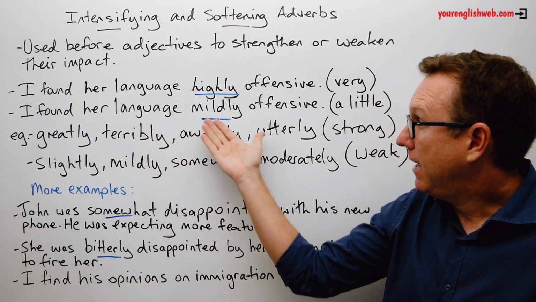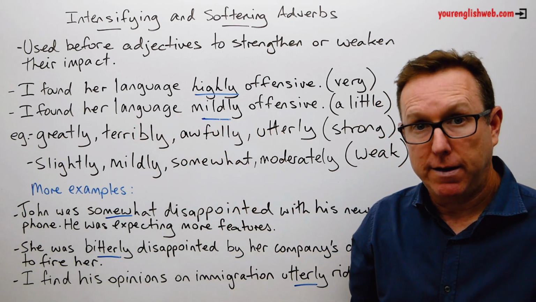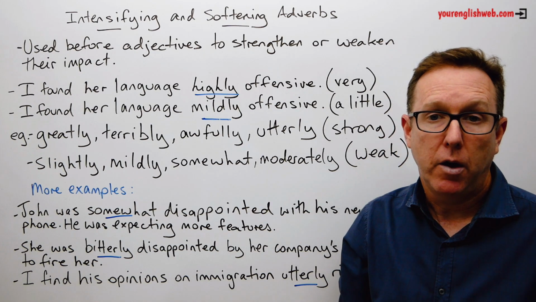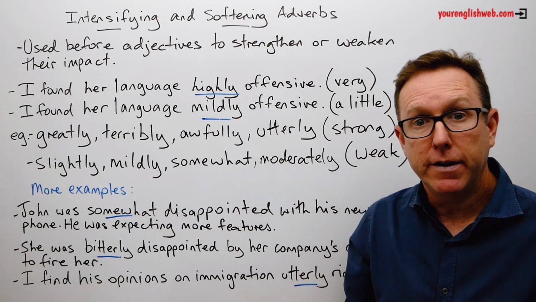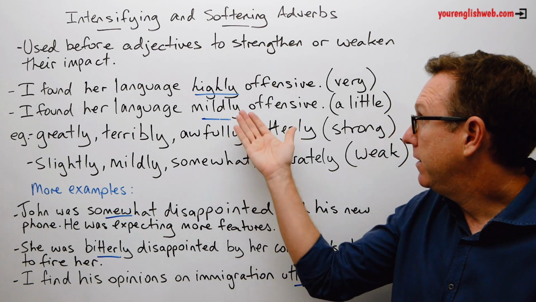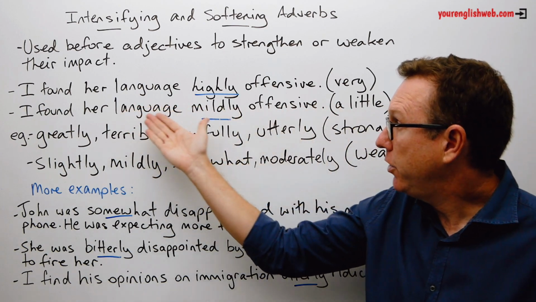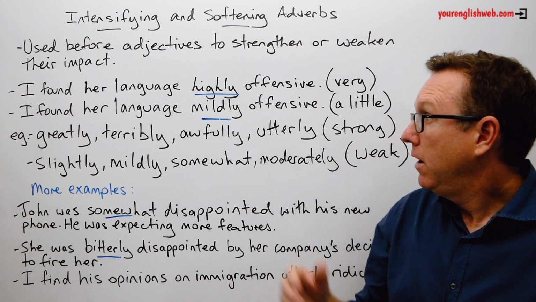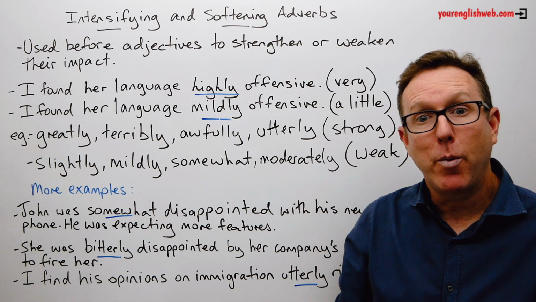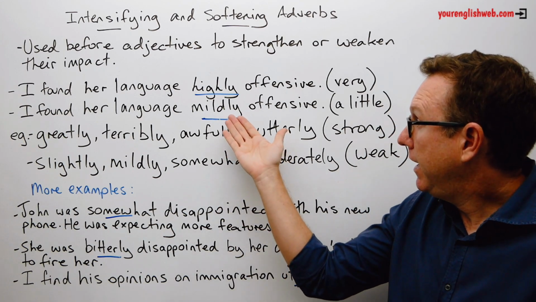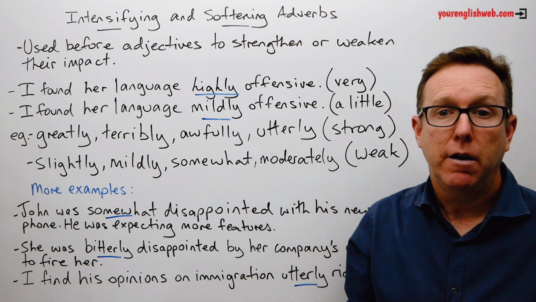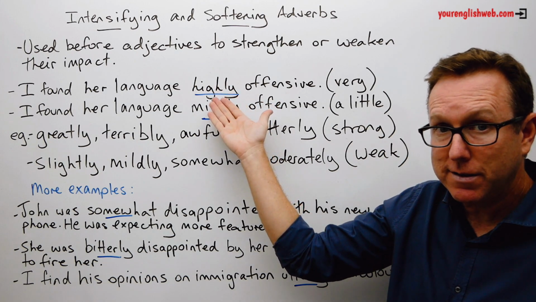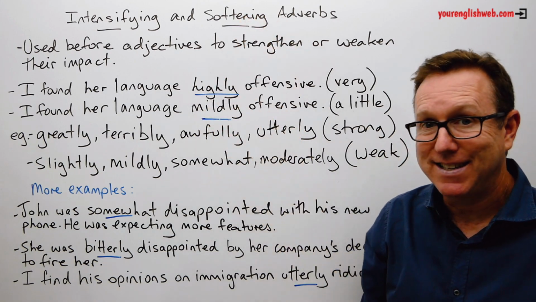In the second sentence here, I found her language mildly offensive, okay? So I was a little offended by what she said, okay? I wasn't overly offended, I was mildly offended by what she said. So I found her language mildly offensive, a little offensive, okay? So in this sentence here, I found her language very offensive, and here I found her language a little offensive, okay? So that is how we use the intensifying in the first sentence and the softening in the second sentence.